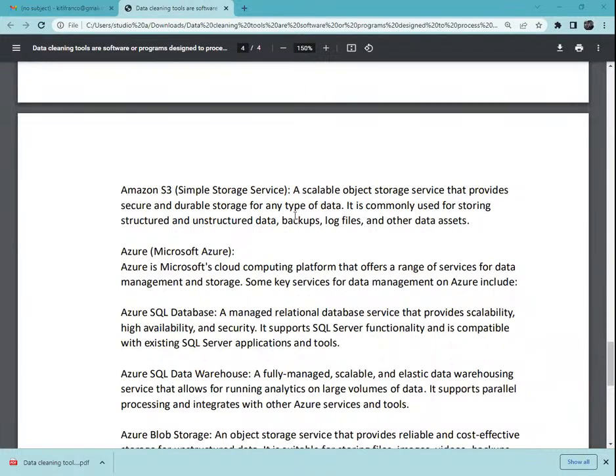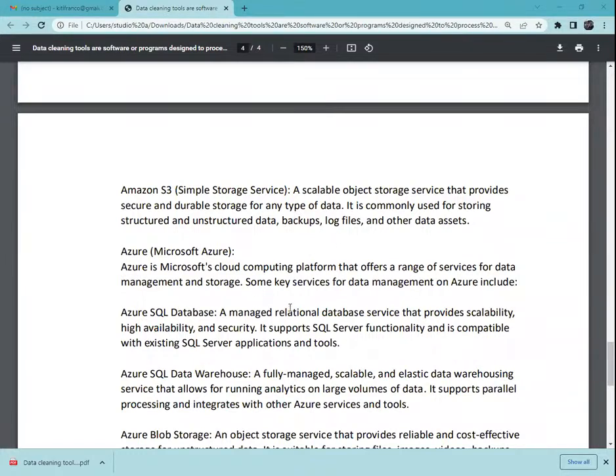And at the Simple Storage Service, you can store whichever data, either structured, the one that has columns, etc., or even the one that is unstructured. Most importantly, this Simple Storage Service has strong backup systems. It has log files, etc. And then we have the famous Azure by Microsoft.